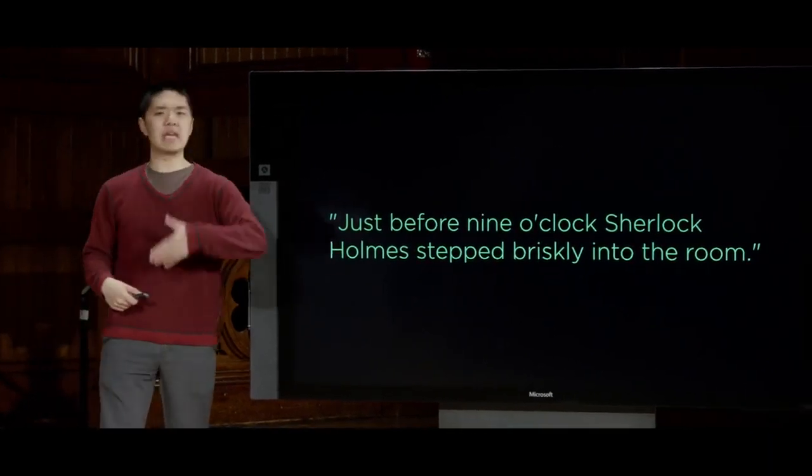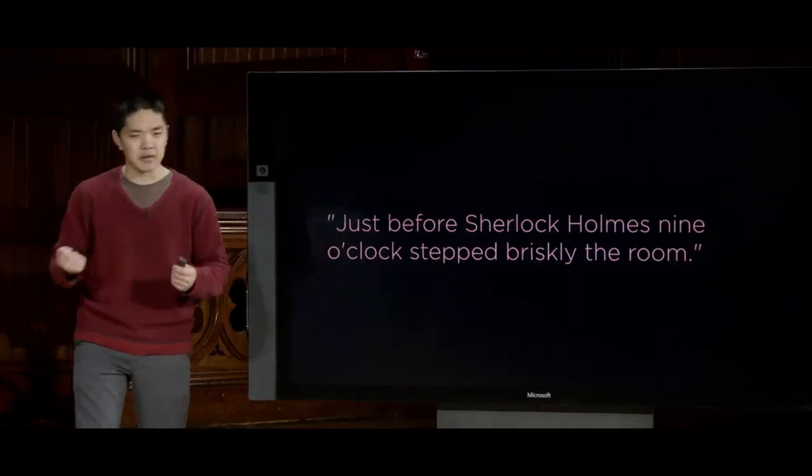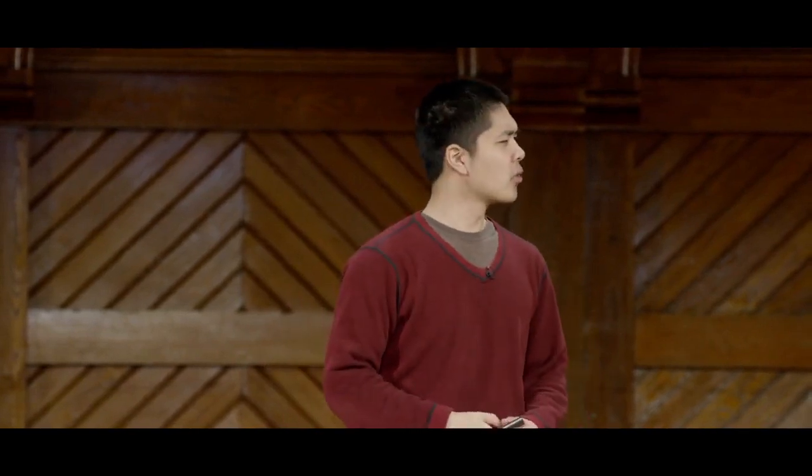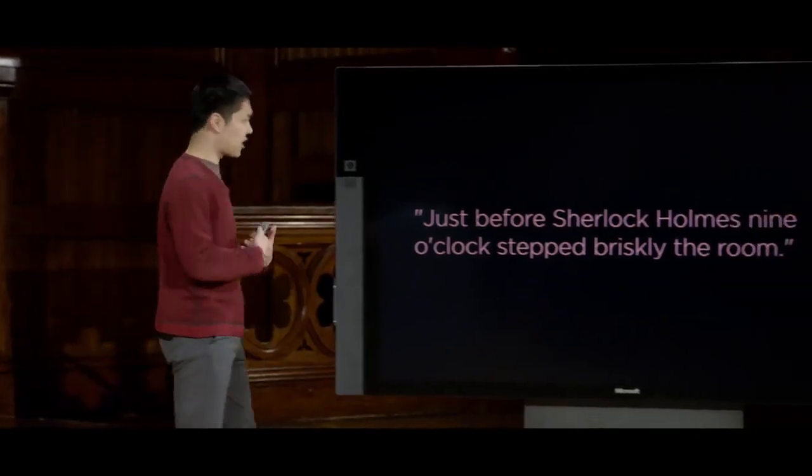But there are also grammatically ill-formed sentences. A sentence like, just before Sherlock Holmes, 9 o'clock, stepped briskly the room. Well, I think we would all agree that this is not a well-formed sentence. Syntactically, it doesn't make sense. And this is the type of thing that if we want our AI, for example, to be able to generate natural language, to be able to speak to us the way a chatbot would speak to us, for example, well, then our AI is going to need to be able to know this distinction somehow. It's going to be able to know what kinds of sentences are grammatical, what kinds of sentences are not. And we might come up with rules or ways to statistically learn these ideas, and we'll talk about some of those methods as well. Syntax can also be ambiguous.